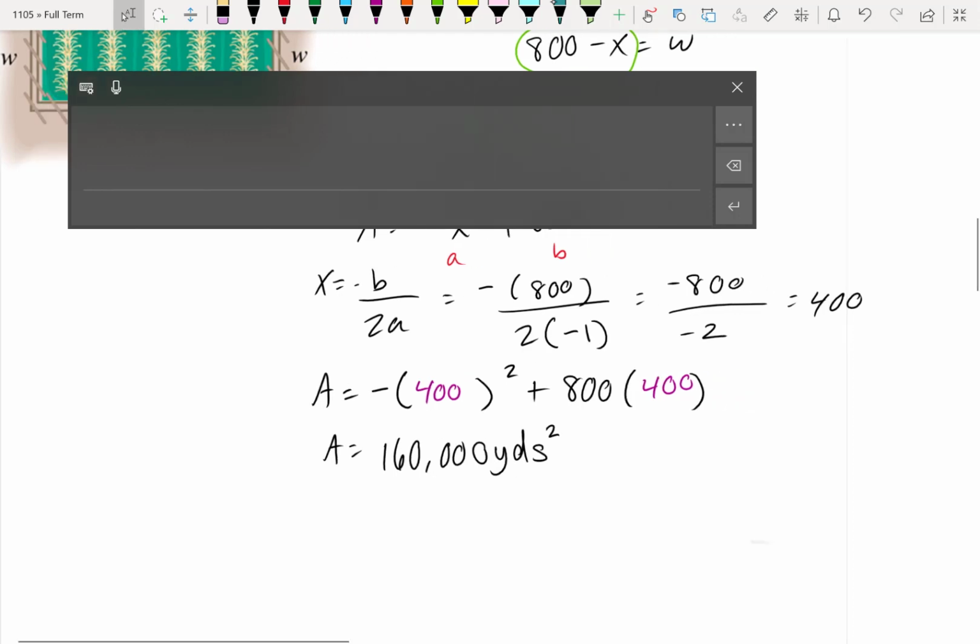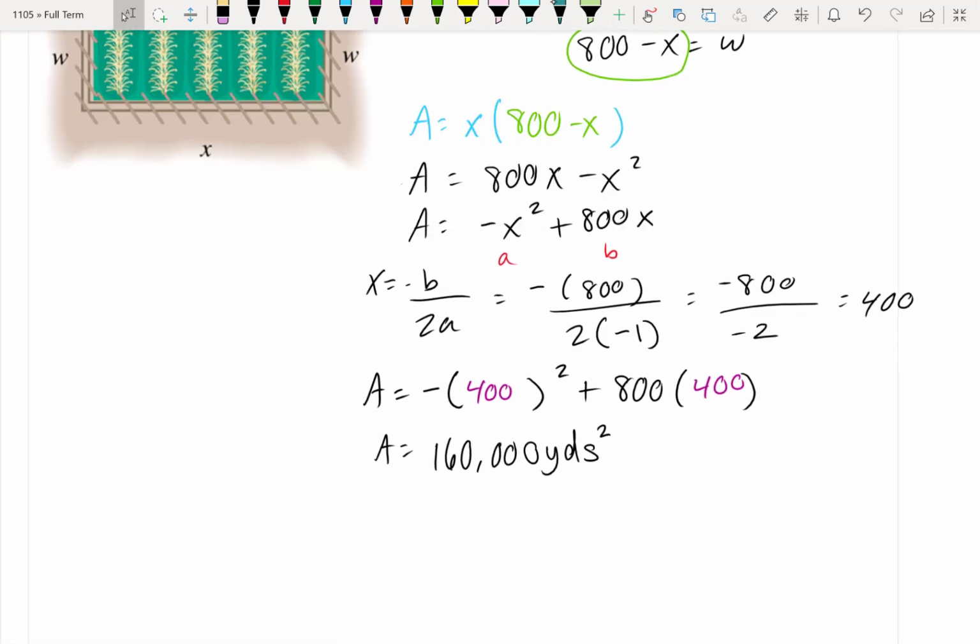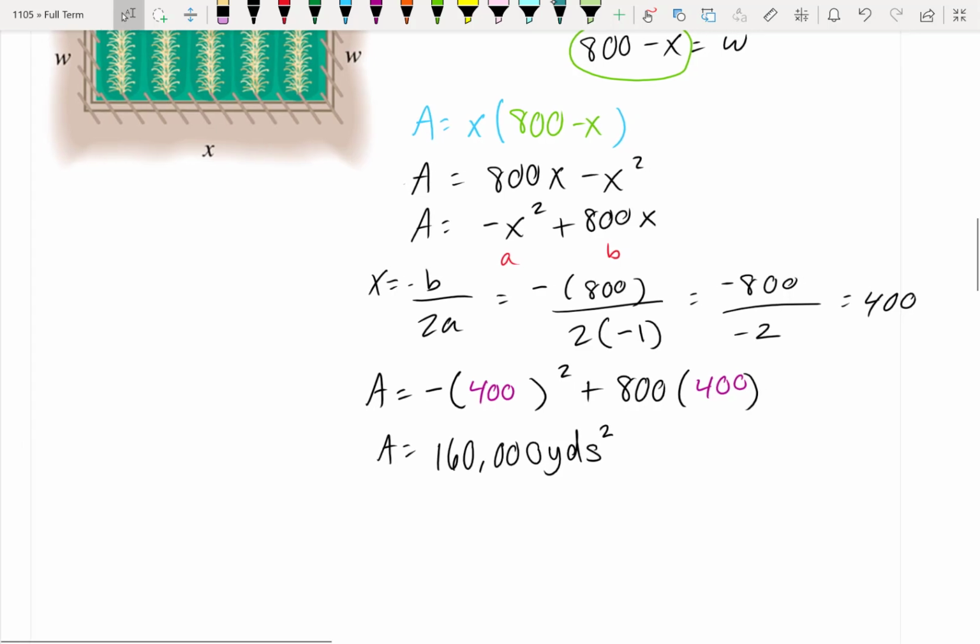Okay, so we have two solutions. We have x is 400 and a is 160,000 yards. Now what the heck does this mean?